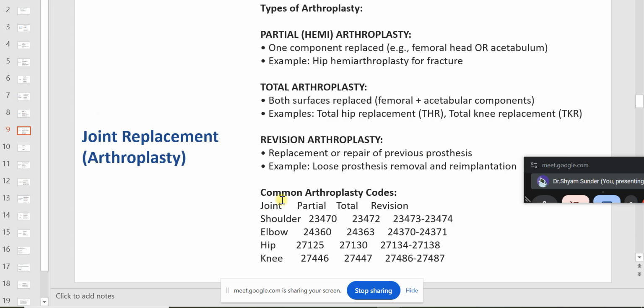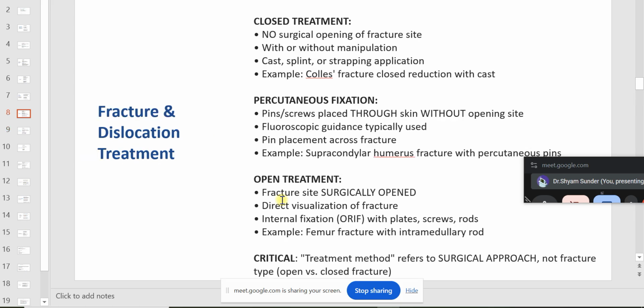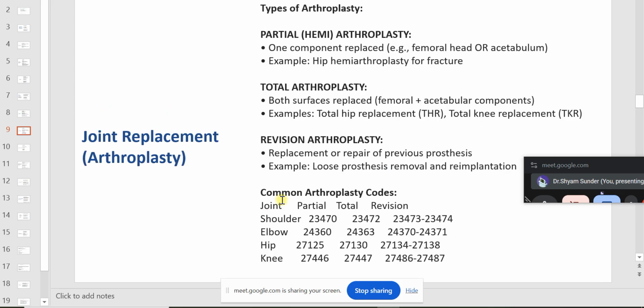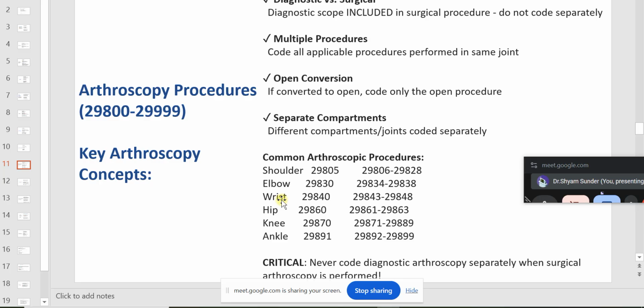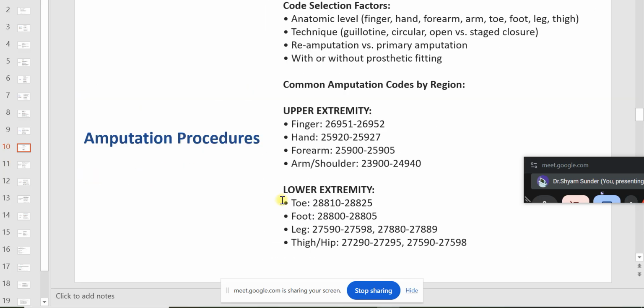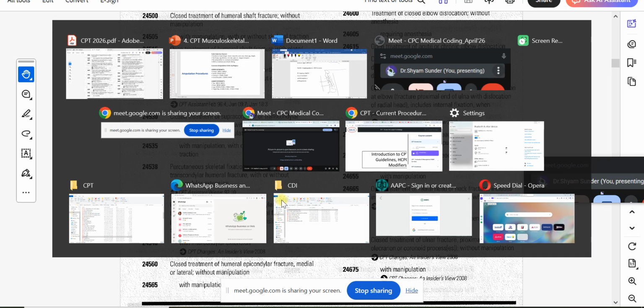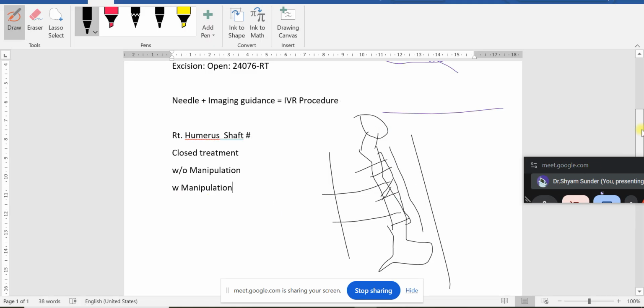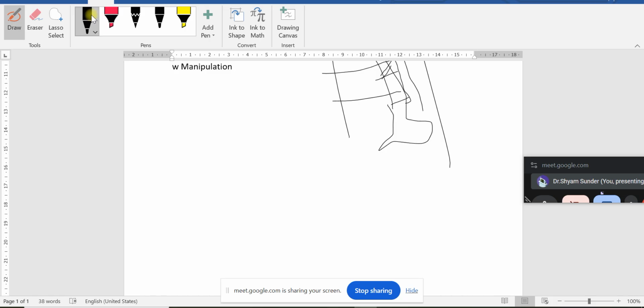Sir, what is arthrodesis and amputation, please? Yes. Arthrodesis, amputation, right? The next topic actually, but we'll discuss it now.